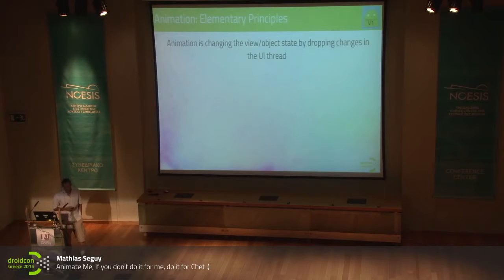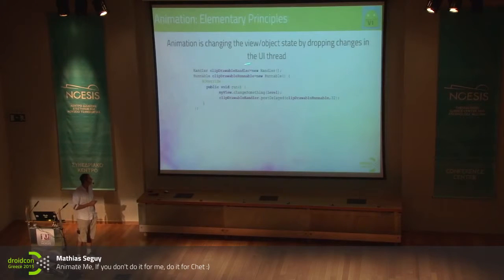So, in a way, animation is changing the view, the object, just by dropping this change in the UI thread. Okay? We make the change, we drop it in the UI thread. Well, we did that. We use a handler. The handler we declare in the UI thread. And then we use a runnable. In the runnable, we change the object, the view. And we use the handler to post the runnable with a delay into the UI thread. Okay, this is the foundation of how we make animation over time.